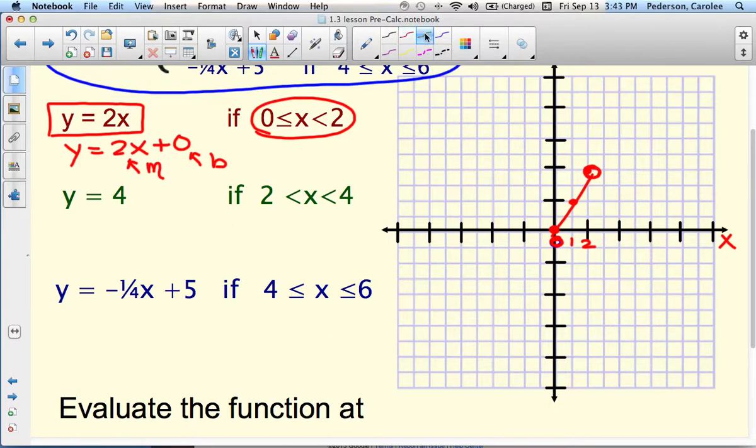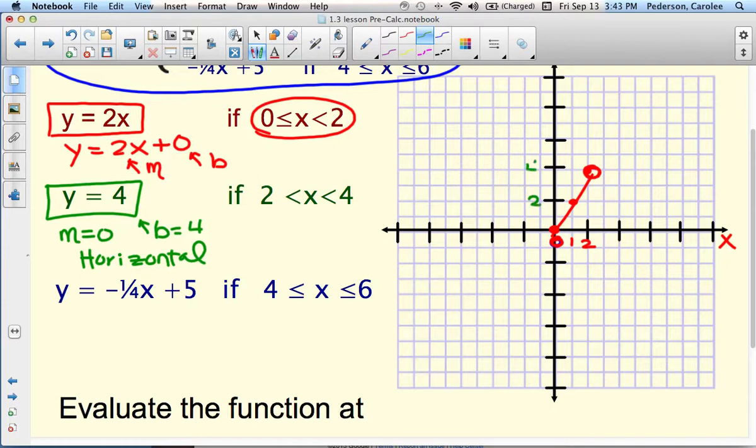The next piece in the green, y equals 4. What this represents is the slope is 0, and the y-intercept is 4. So we have a horizontal line going through at 4. And we're going to ignore for right now the domain. So we're going to go on the y-axis. Here's 2, here's 4. This is my y-intercept. And I'm going to create that horizontal line all the way through. So I just created a graph y equals 4.